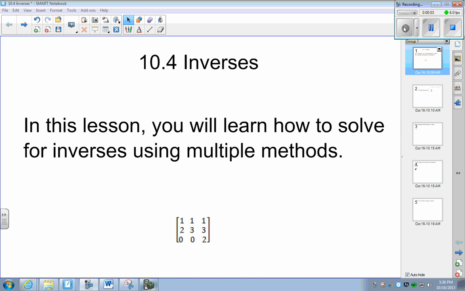Yo, let's talk about inverses while I spit some verses. Curses, Feltham's doing it again. All right, sorry about that. I'm really excited about this 3-day weekend, really pumped. But anyways, here's your lesson over inverses.